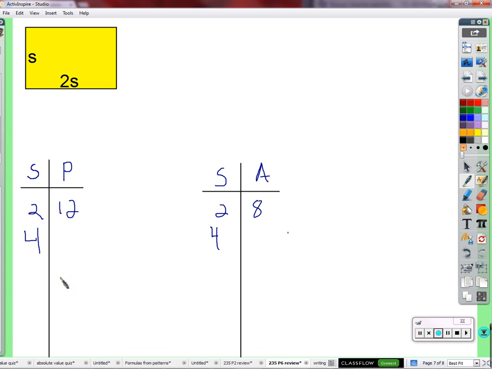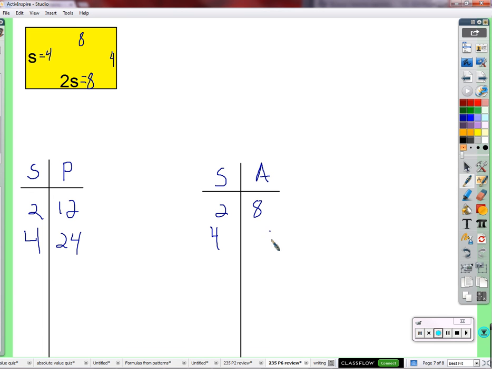All right, so what's the perimeter? 24. Because if this is 4, then how big is this? That equals 8, so this is 8 and this is also 4. So 8 times 2 plus 4 times 2.